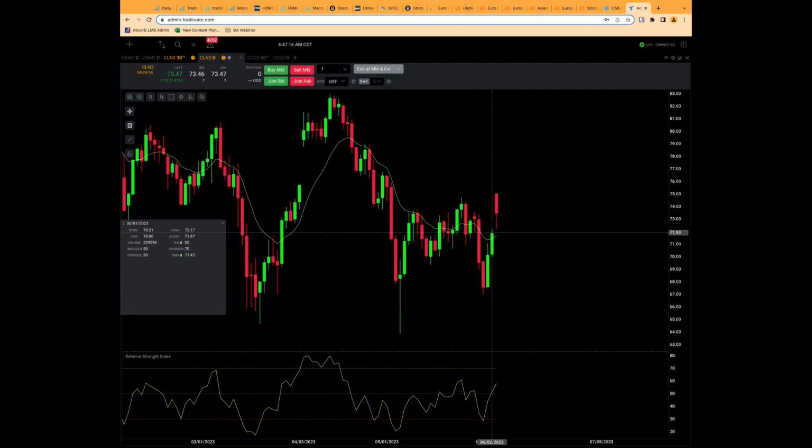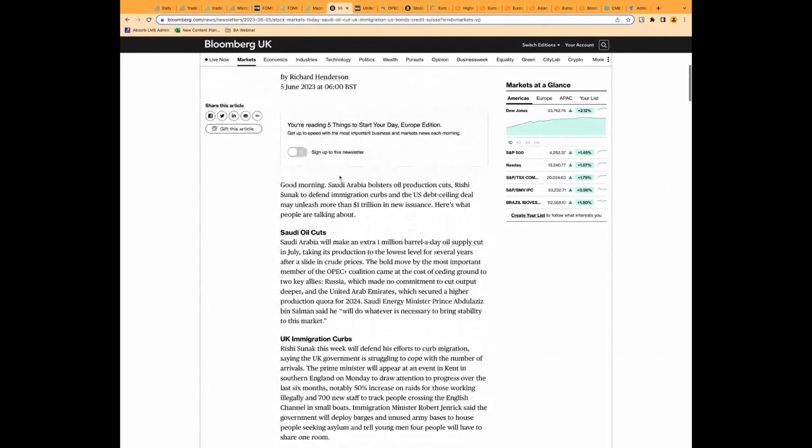So the high there was from Friday, 72.17. We had a massive gap higher, tried to fill the gap, but just left a little bit of the gap in here, 72.17 to 72.25. Nearly filled the gap and then bounced out of that gap. The market went right the way down, nearly filling the gap and then coming back out of the gap. So defending that gap in here. So that's one piece of information from 5 things to start your day.